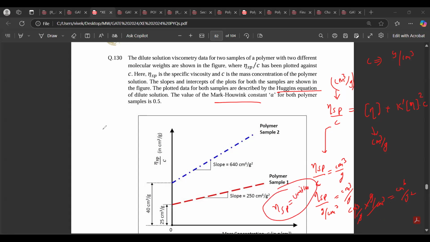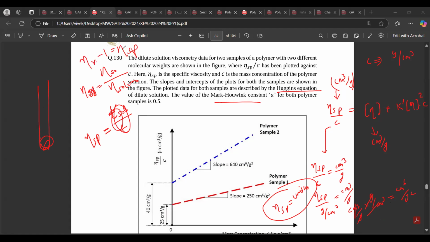because it's a ratio. What is the ratio? Come on guys. Eta specific is related to the ratio of how much time is taken by the solution divided by how much time is taken by the solvent; that is relative. Eta relative is how much time the solution takes to pass through a pipe column divided by how much time the solvent took. That gives the relative viscosity. I think relative viscosity minus 1 is eta specific, right? Am I right? Anyone please? Yes, sir. So relative is how much time the solvent took passing through this tube.